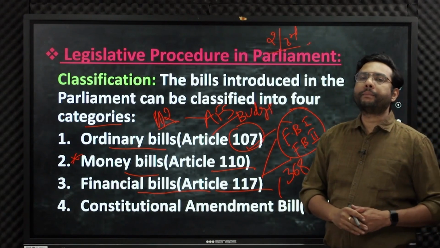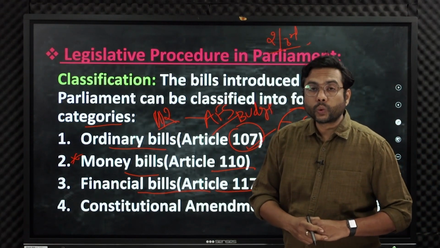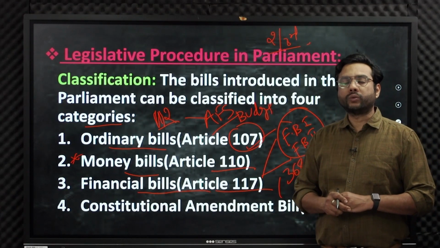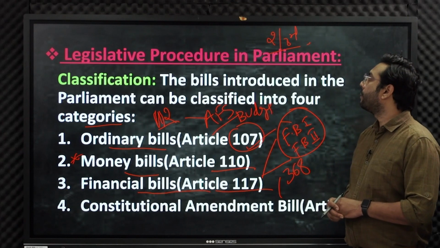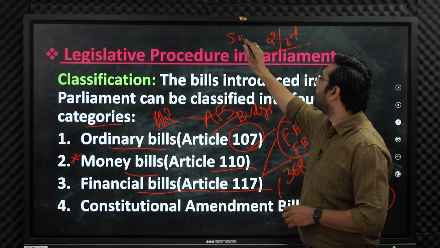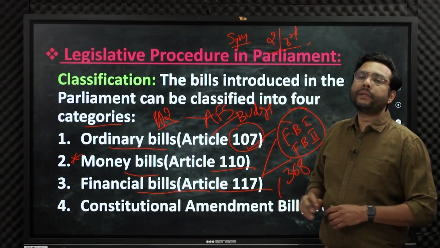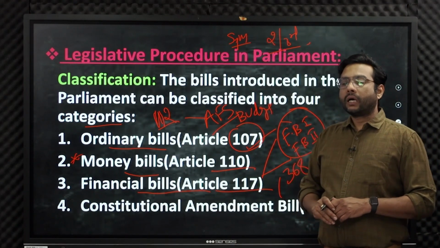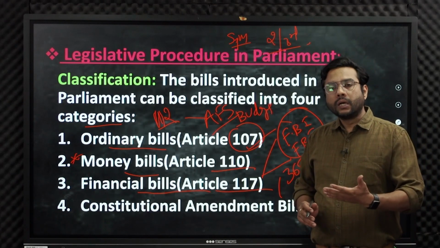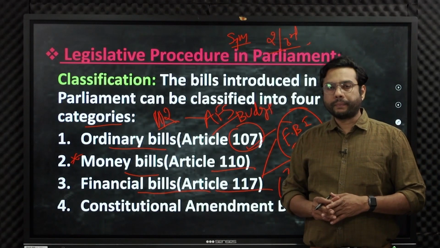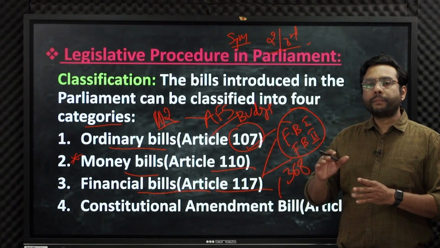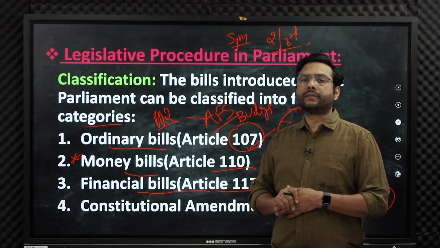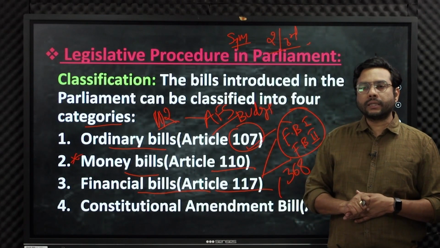2/3 of the majority present and voting, and that 2/3 should be more than half of the total members of the house. That is what we call a special majority. One is a simple majority and one is a special majority. And we have another type, where the bill is passed by a special majority of the parliament, and then such a bill also needs the support of more than half of the states if the subject concerned requires it.